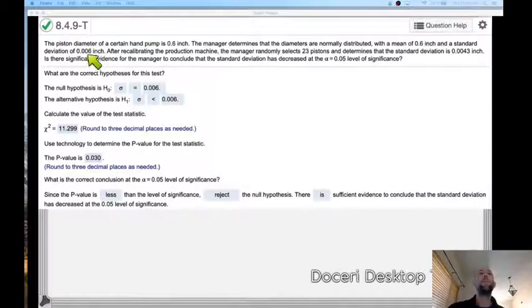The population believes that the standard deviation for these units is equal to this 0.006 inches. But in gathering some data and taking a sample of 23, the standard deviation was not that 0.006, it was less. And so the manager wants to do a hypothesis test to see if the status quo value, or the believed value of the population standard deviation, should be lowered or decreased.